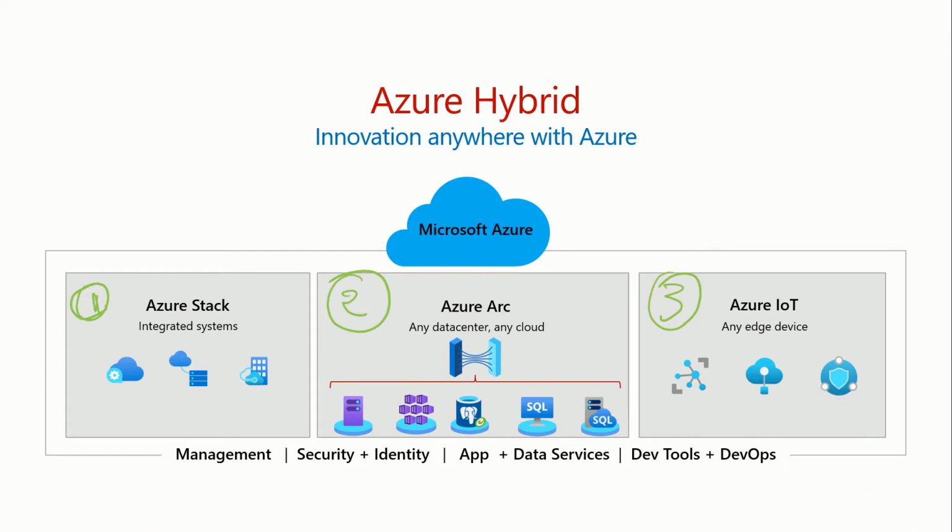But the key here is to look at Azure Hybrid in this perspective. Three pillars: Azure Stack, Azure Arc, Azure IoT. Let's set aside Azure IoT because it's not the topic for today. Let's set aside Azure Stack. Azure Stack is where Microsoft provides both hardware and software. It differs from Azure Arc, which is our topic today.